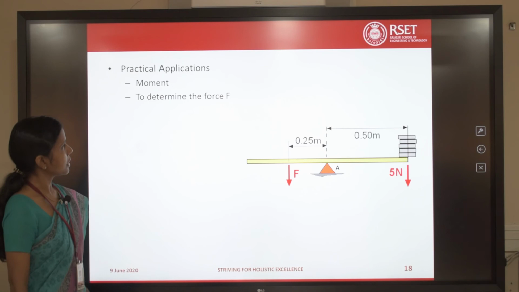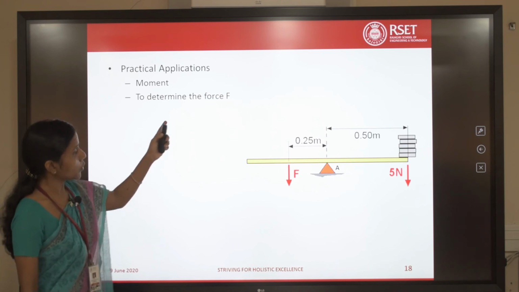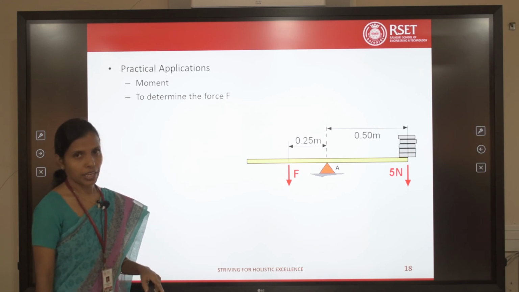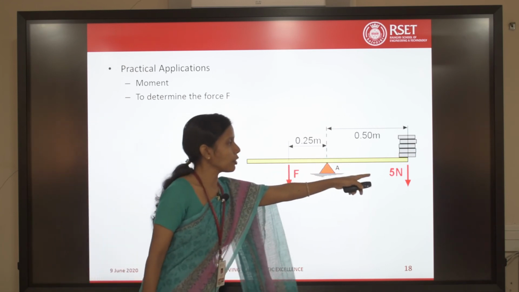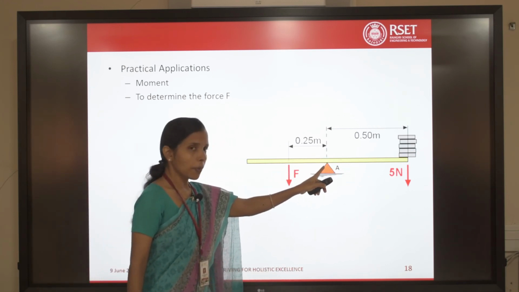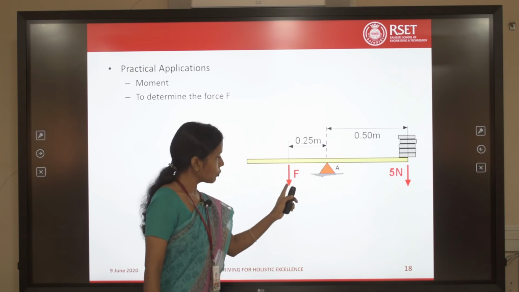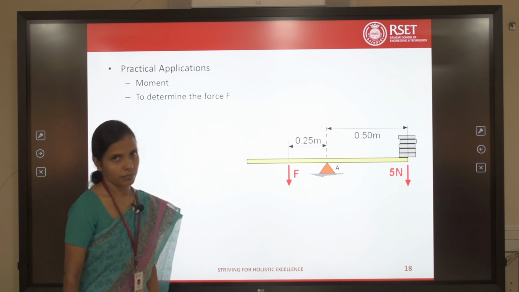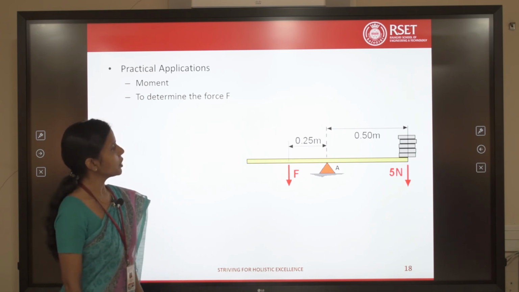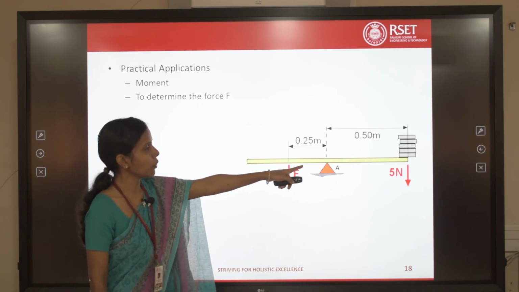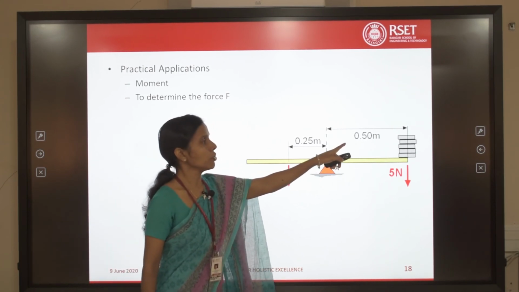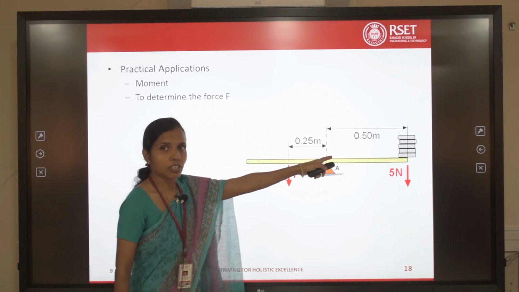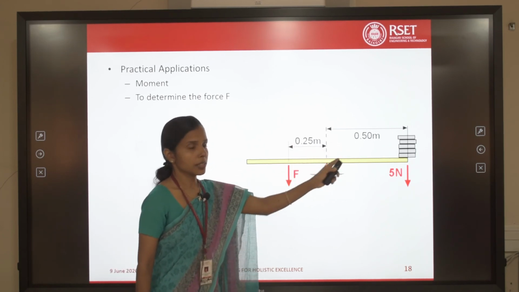So, let us consider this problem. You are asked to determine the force F so that this bar will remain horizontal. That means the rotational effect of this 5 Newton force about the point A and the rotational effect of this force F about the point A are the same. Okay. So, how will you determine that? What is the rotational effect of the 5 Newton force? 5 into 0.5, right, because 5 Newton is vertical and 0.5 is the horizontal distance.